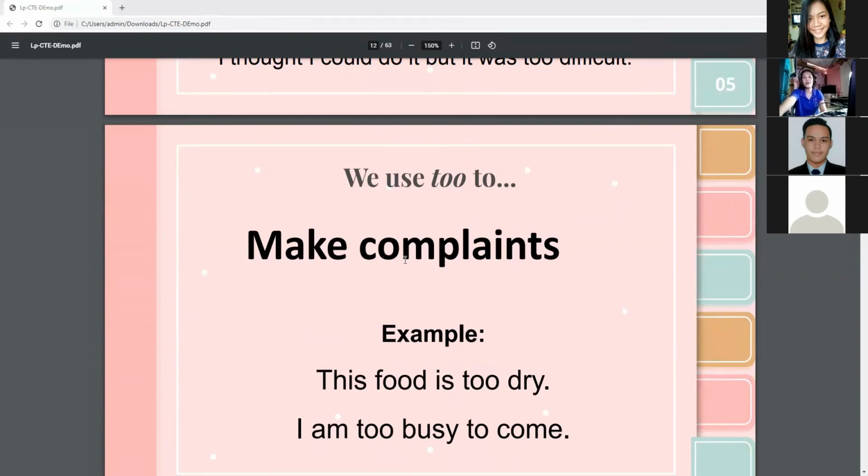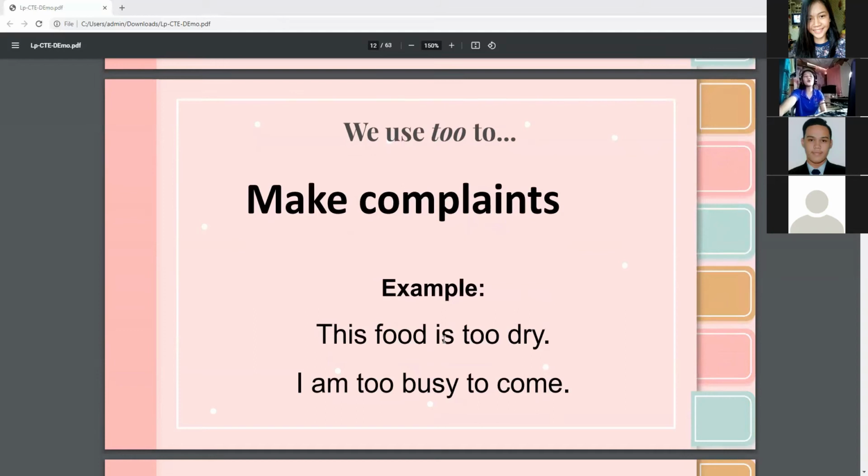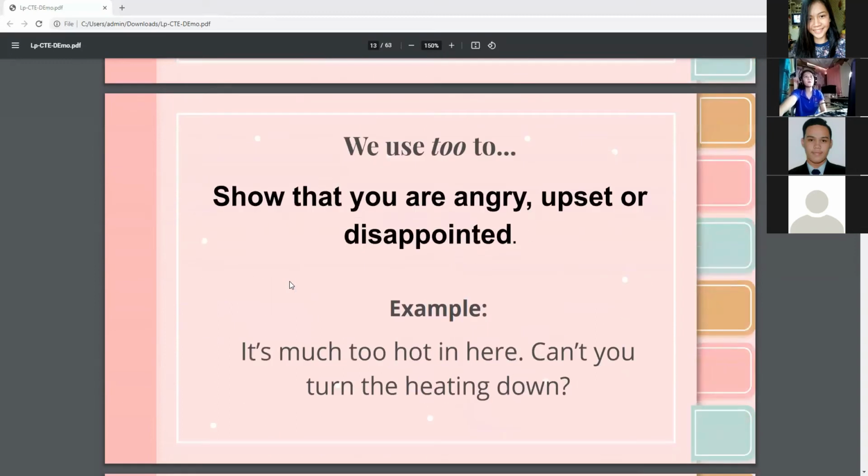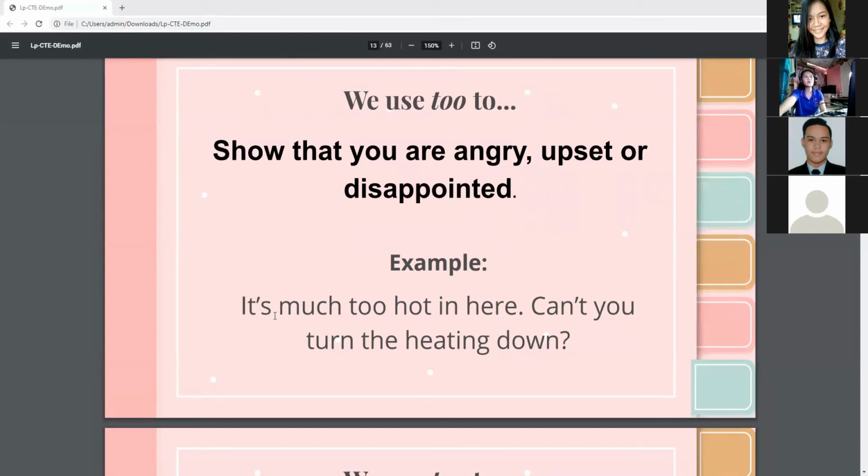Next, we use "too" to make complaints. For example, this food is too dry, and I am too busy to come. Next, we use it to show that you are angry, upset, or disappointed. Example: it's much too hot in here. Can't you turn the heating down? This means the person talking is upset or angry because it's too hot, so he is asking if the other person can turn the heating down.